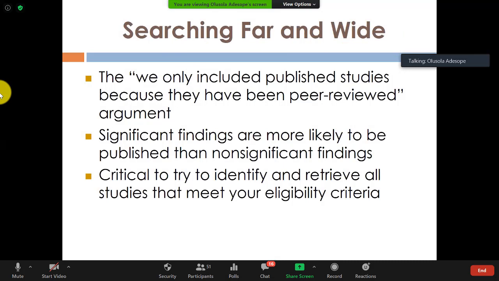Statistically significant findings are more likely to be published than non-statistically significant findings. That's why I always encourage people not to restrict their searches to only published studies, because you might be capturing success stories only. But if you extend it to conference papers and other areas, then you are likely to find even non-significant findings or studies that still speak more broadly to your area of interest. So search far and wide.